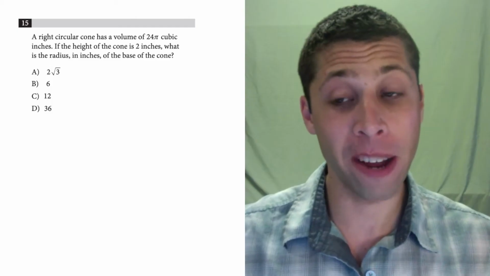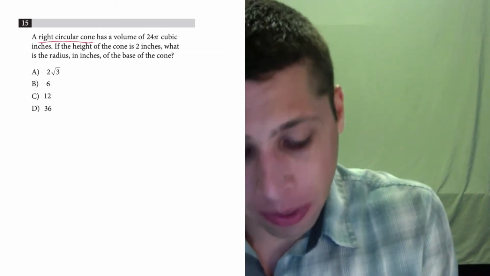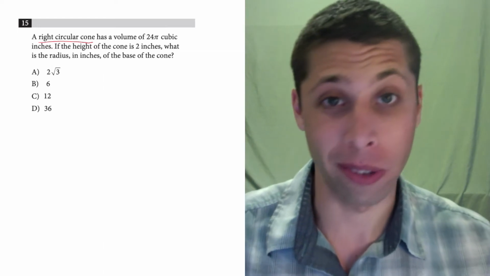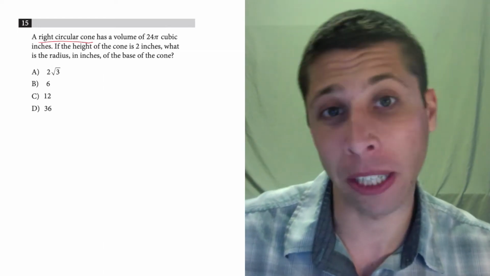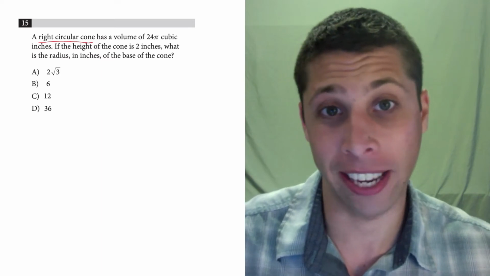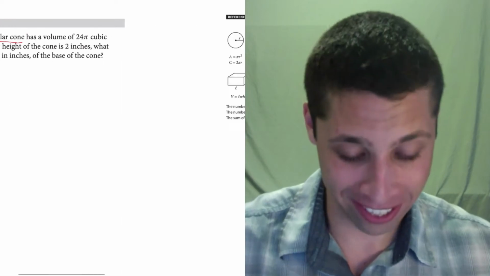All right, now number 15 looks really scary because they're asking about a scary sounding shape, a right circular cone. Uh-oh. Well, I forgot about my geometry. It's been a couple years since I've taken that. I guess I can't do this question. Wrong. Remember, they give you these formulas.